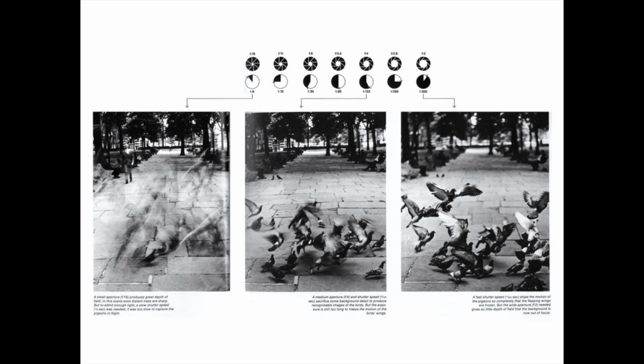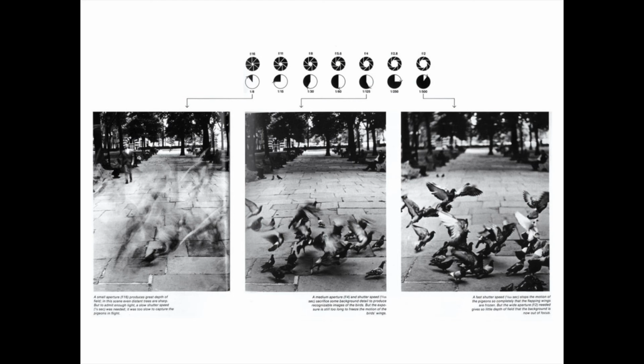In the middle, you'll see an image that is less in focus, but has more of the motion frozen. And on the right side, you'll see the least amount of the scene in focus, and the birds frozen pretty still. One really important thing to note about these three photographs is that the exposures are equivalent, so the results are very different.